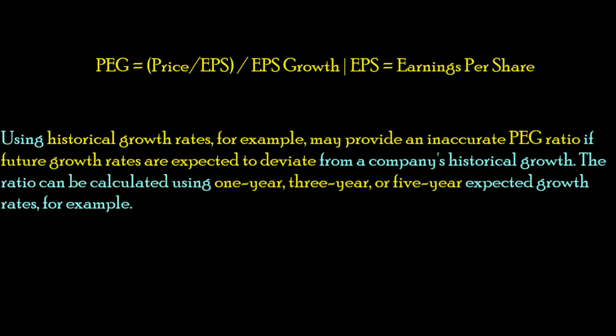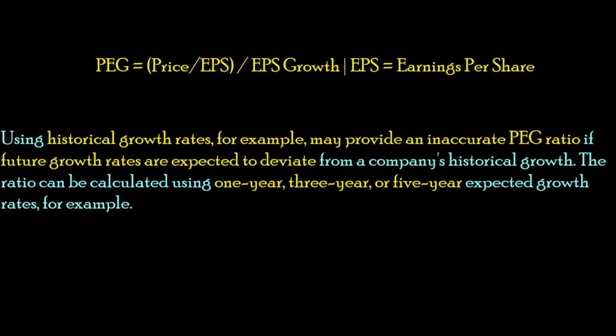PEG equals price earnings divided by EPS growth. Price earnings, which I did in a previous video, is just price divided by EPS. Once the PE is calculated, find the expected growth rate for the stock in question, using the analyst estimates available on financial websites that follow the stock. Using historical growth rates, for example, may provide an inaccurate PEG ratio if future growth rates are expected to deviate from a company's historical growth.